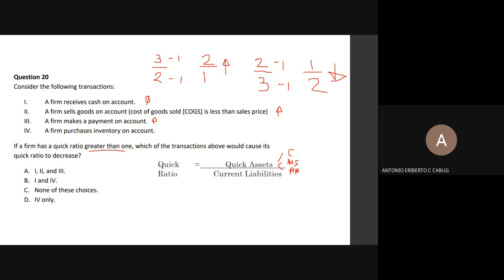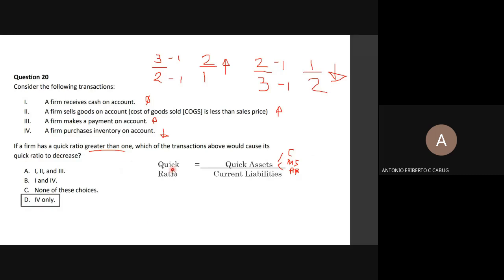4. A firm purchases inventory on account. Okay. Nagkaroon ka ng dagdag na current liabilities. Walang dagdag na quick assets kasi inventory yan. This would result to a lower quick ratio. The correct answer is letter D. 4 only. Maraming sumagot ng B, ha?